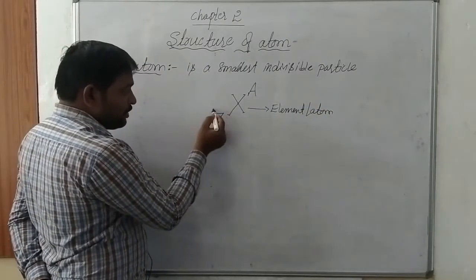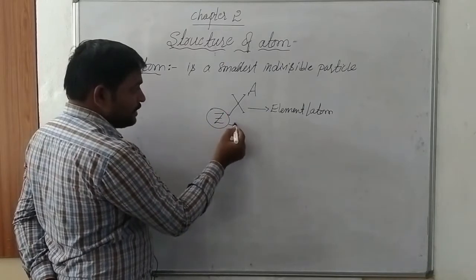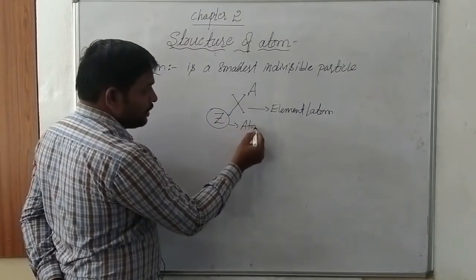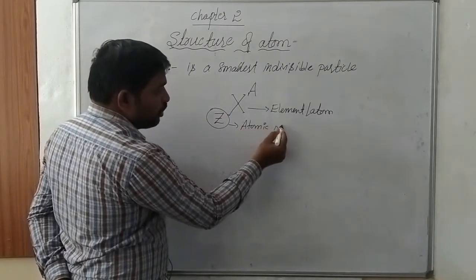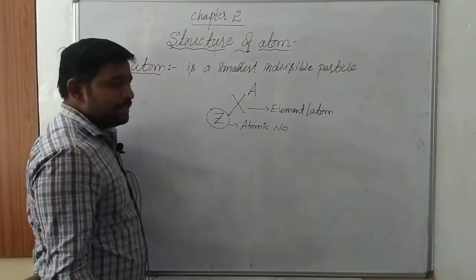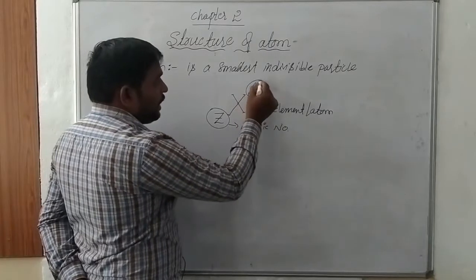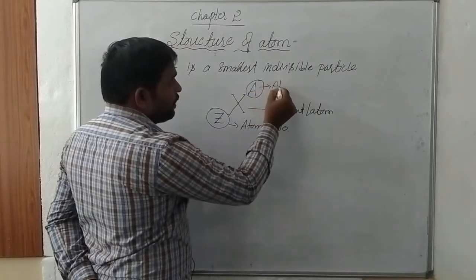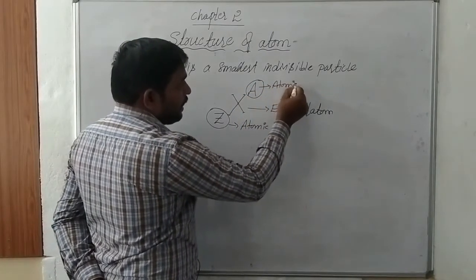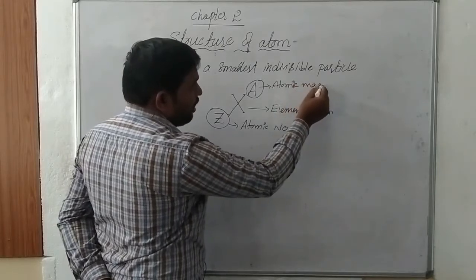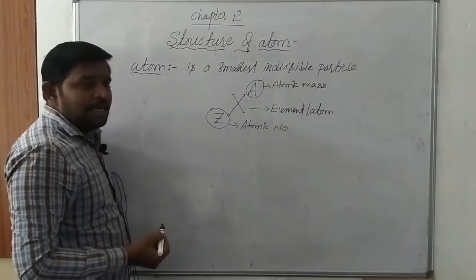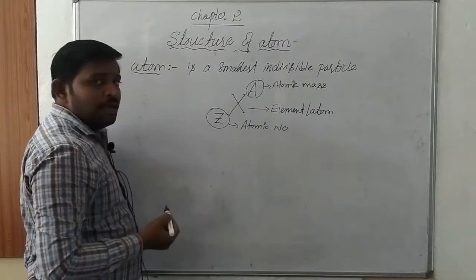Here the subscript Z is the atomic number. So the atomic number is represented by Z, and A is the atomic mass. Atomic mass is represented by A.